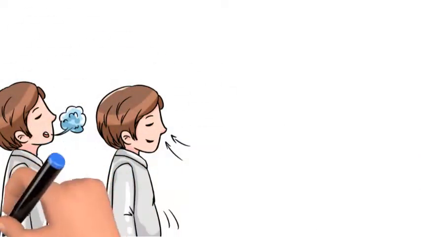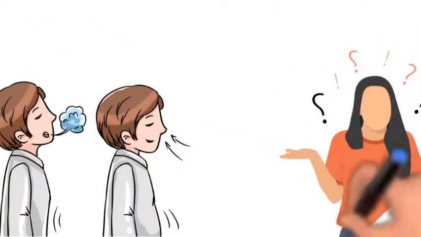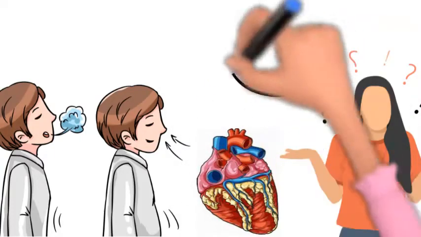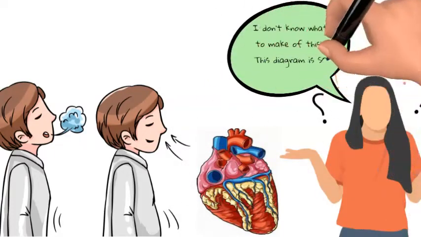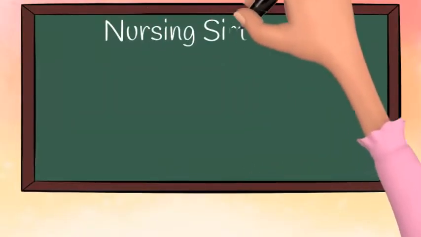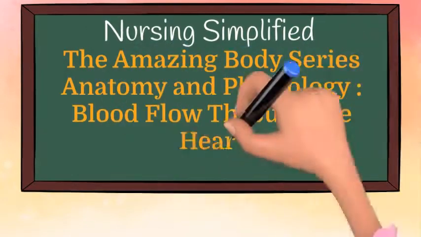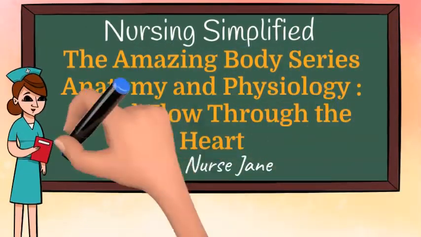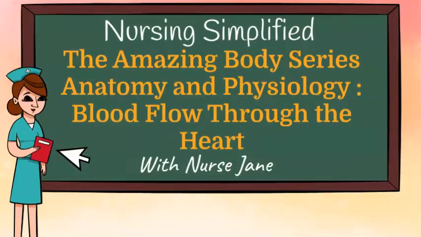Have you ever wondered how the oxygen that we breathe in transports to the cells of our body? Are you tired of looking at confusing diagrams of the heart that don't make any sense? In today's episode, we are going to fix all of that by continuing our series on anatomy and physiology with the easiest way to remember how blood flows through the heart, the lungs, and eventually our body.